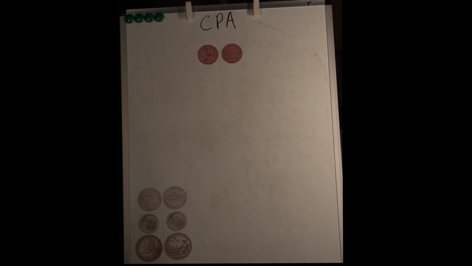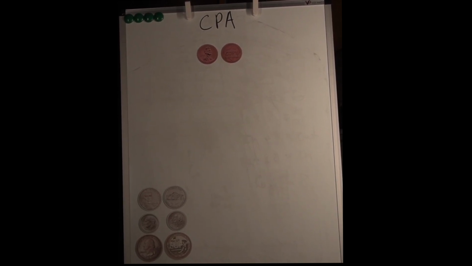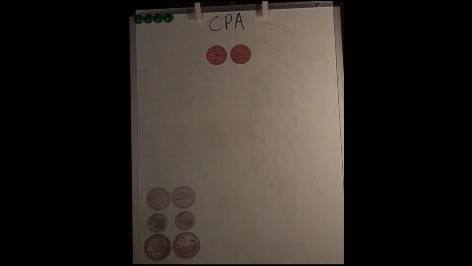All right, welcome back everybody to another video on CPA approach as it pertains to money. Today's standards that we're going to be looking at are kinder, first, second, third, and fourth grade money standards.